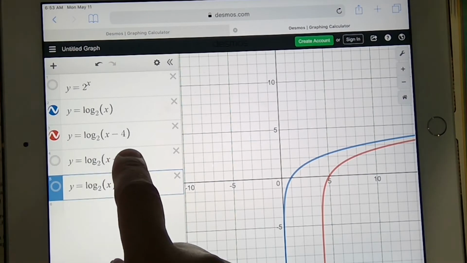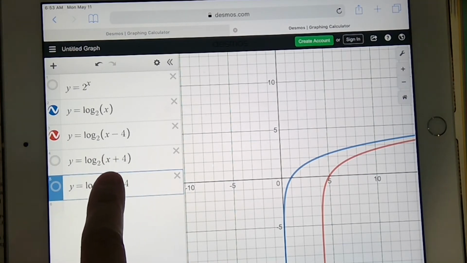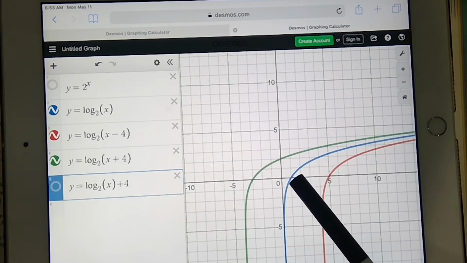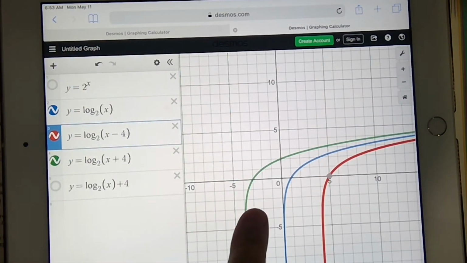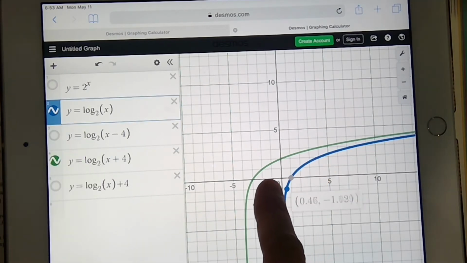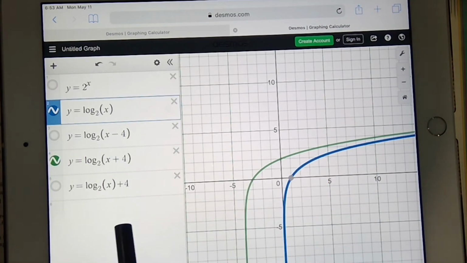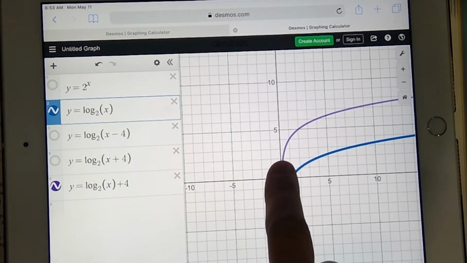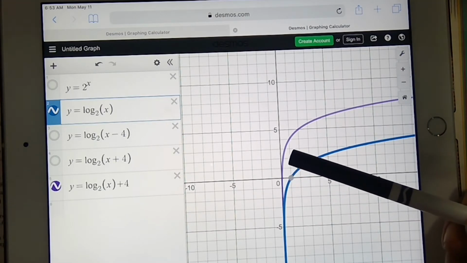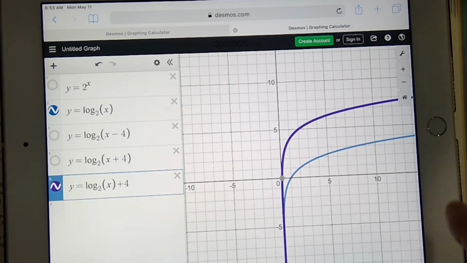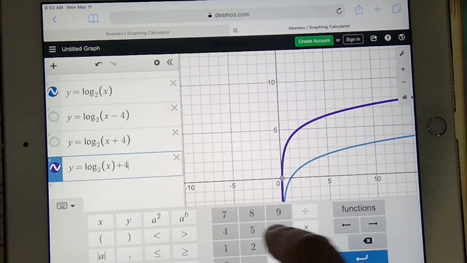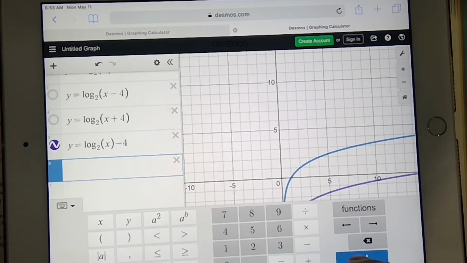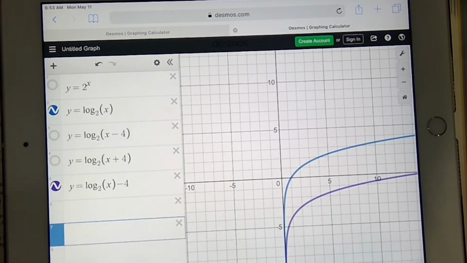Now you don't have to do this next one. It says y equals log x plus 4. What does the x plus 4 do to your graph? Yeah, instead of moving it to the right, it's going to move it to the left 4. It's the opposite of what you think, right? And then the last one, the plus 4 shifts it up 4. And if you had a minus 4, it would shift it down 4.